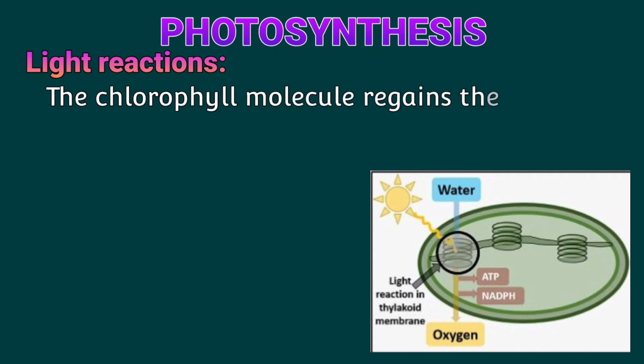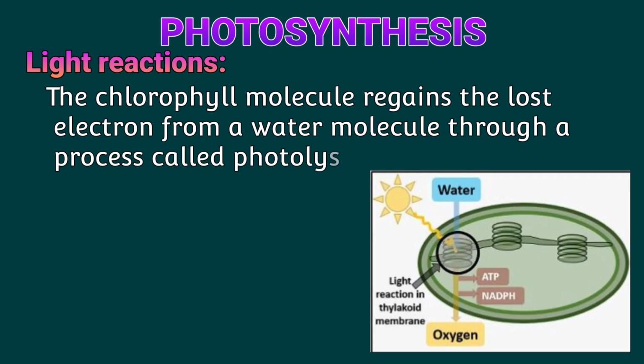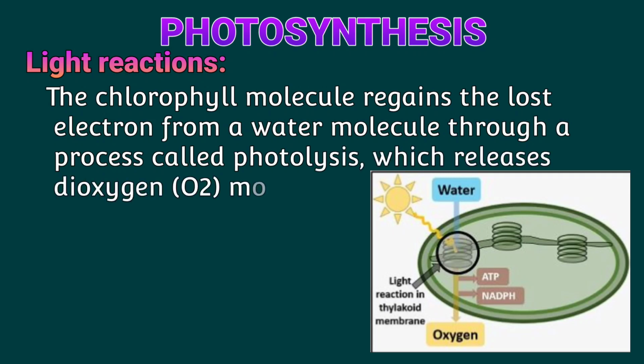The chlorophyll molecule regains the lost electron from a water molecule through a process called photolysis. Photo in the sense of light, lysis in the sense of breakdown, which releases a dioxygen molecule, O2. O2 in the sense of oxygen, dioxygen molecule.